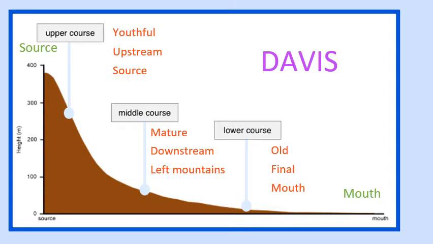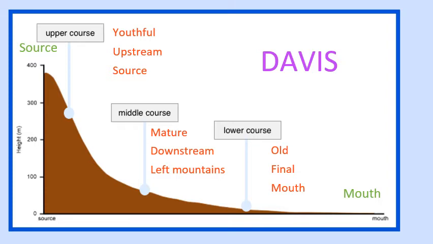So the first stage is referred to as the upper course. The upper course can also be known as the youthful course. Now this makes absolute sense. A youthful river is a river that is found upstream near the source where it has just begun. It is in its upper stage of development because this is up in the mountains.